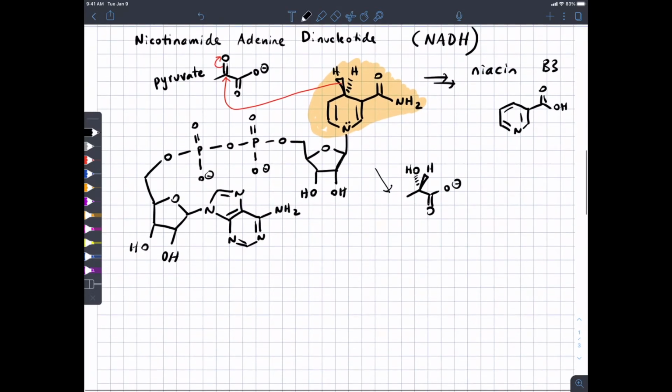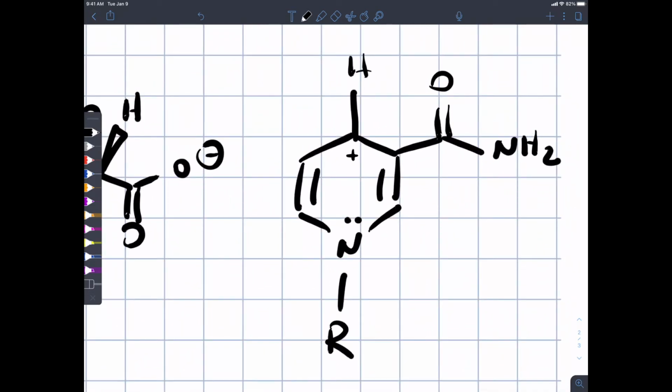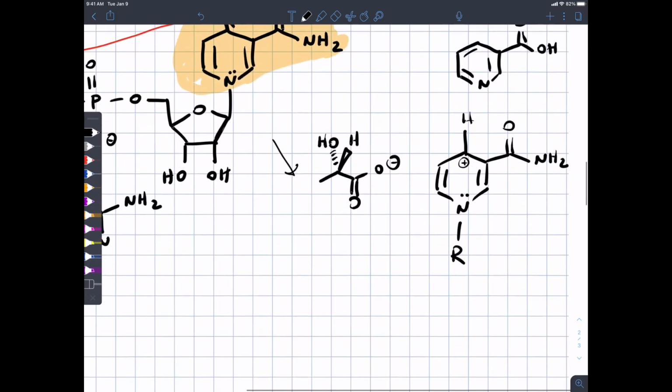And then what's left over here, I'm going to use R for all of this stuff. Lazy, right? I'm going to redraw the nicotinamide ring. Okay, what if I just hand off H minus, what should I have left on this carbon? A plus, right? But understand that actually that positive charge is delocalized.